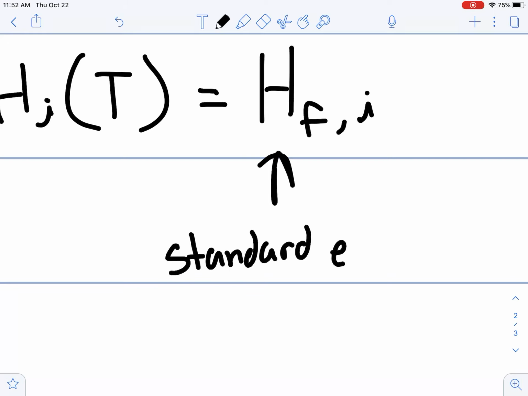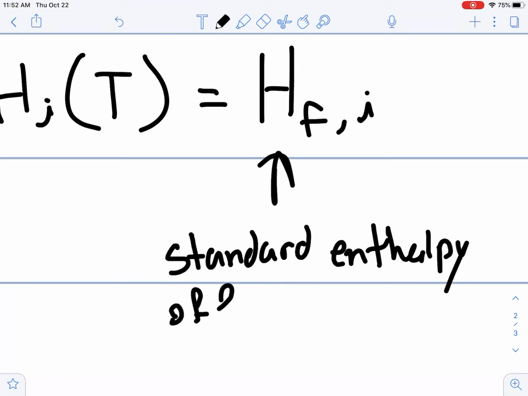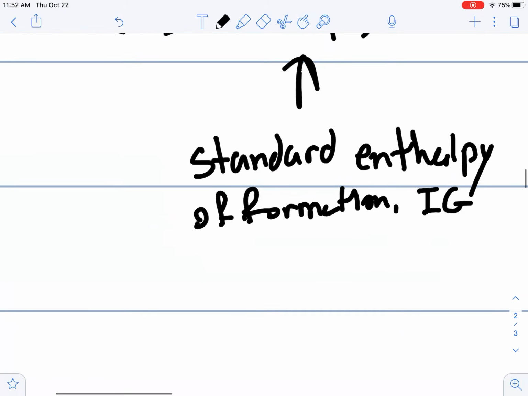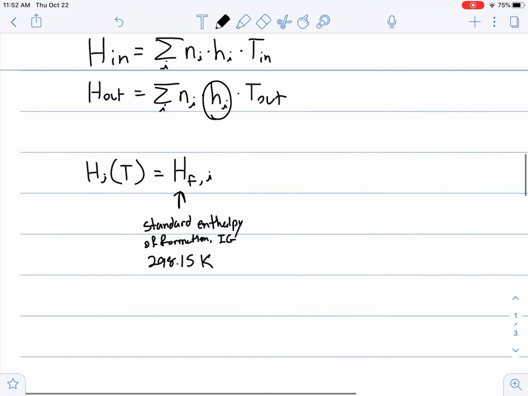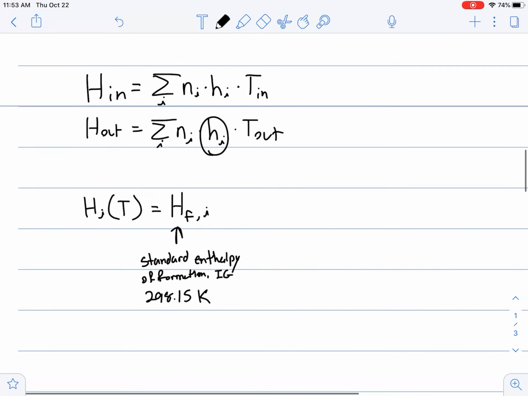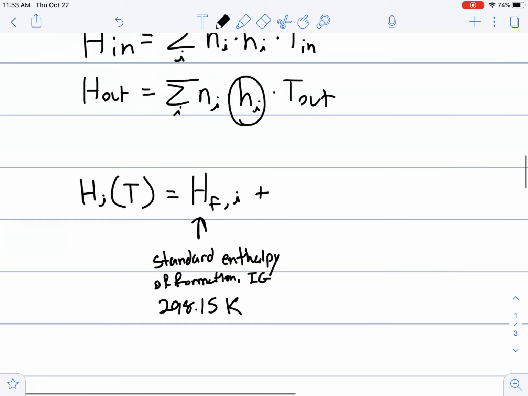Standard enthalpy of formation of an ideal gas, Ig. And that's at 298.15 Kelvin. And what we're doing when we are making this reaction happen, we are adding more enthalpy as we raise the temperature. So if we're adding more enthalpy, it's going to be a plus.